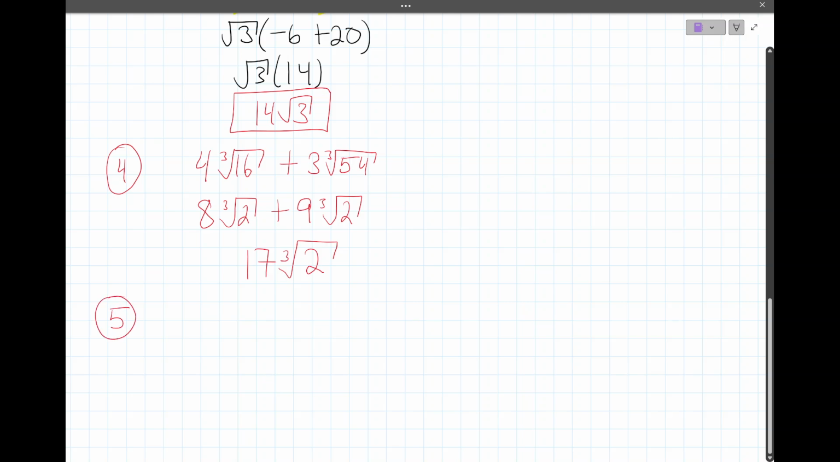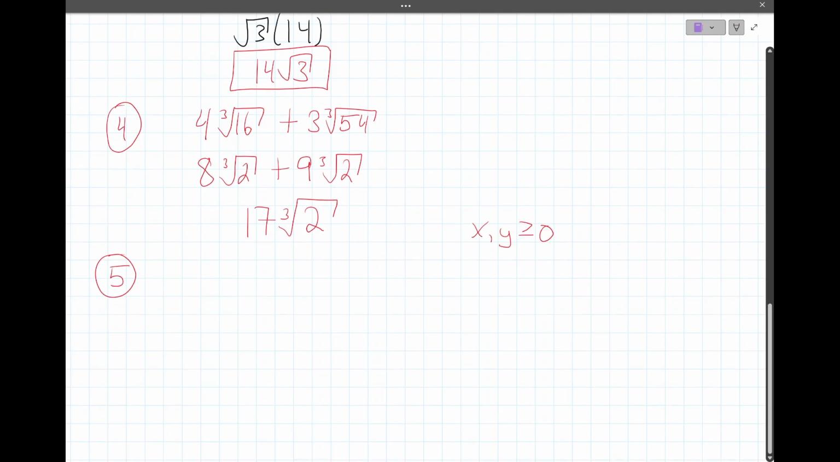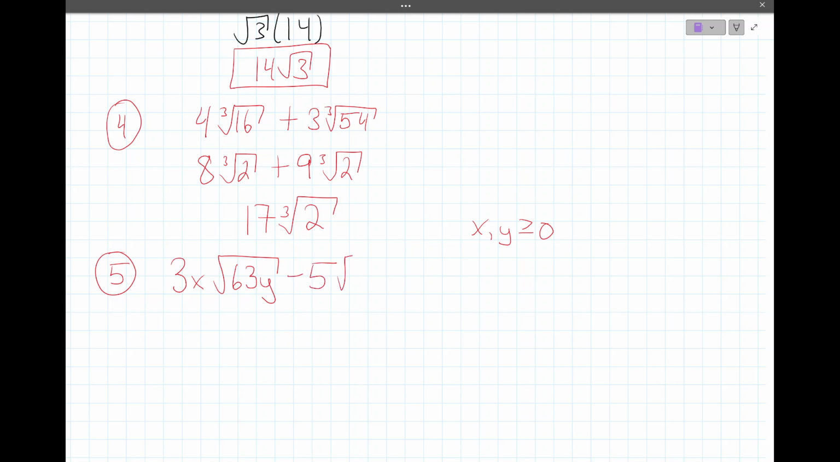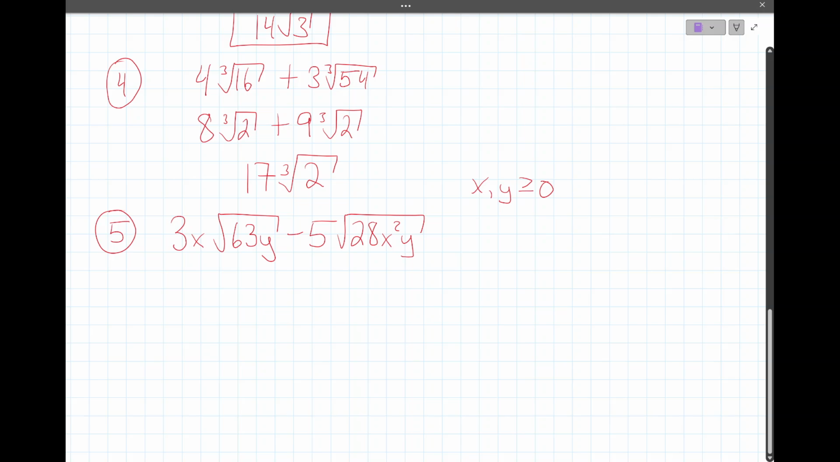Okay, let's get a little more funky now. For the rest of these, let's assume x and y are greater than or equal to 0. And let's get funky with it. I promise, we're going to get funky. All right, 3x root 63y minus 5 root 28x squared y. So what that means is, let's put this together. 63 is 9 and 7. 7 doesn't work. 9 is a perfect square. 9 comes out as 3, so I'll get 9x, and this will be root 7y.